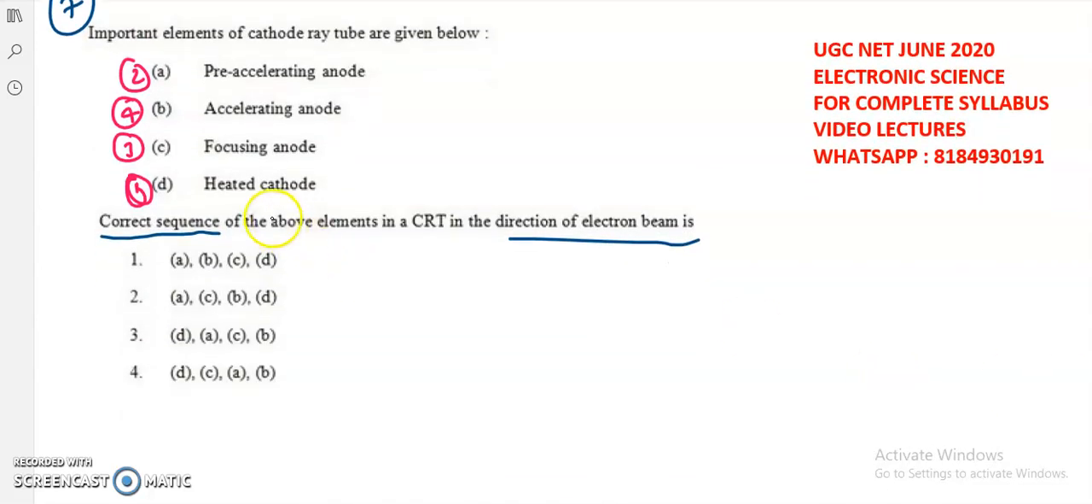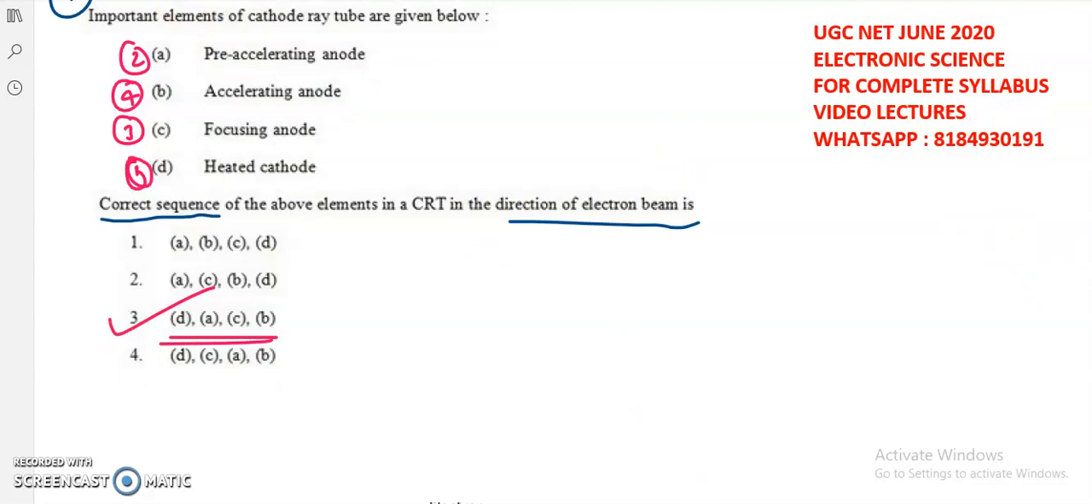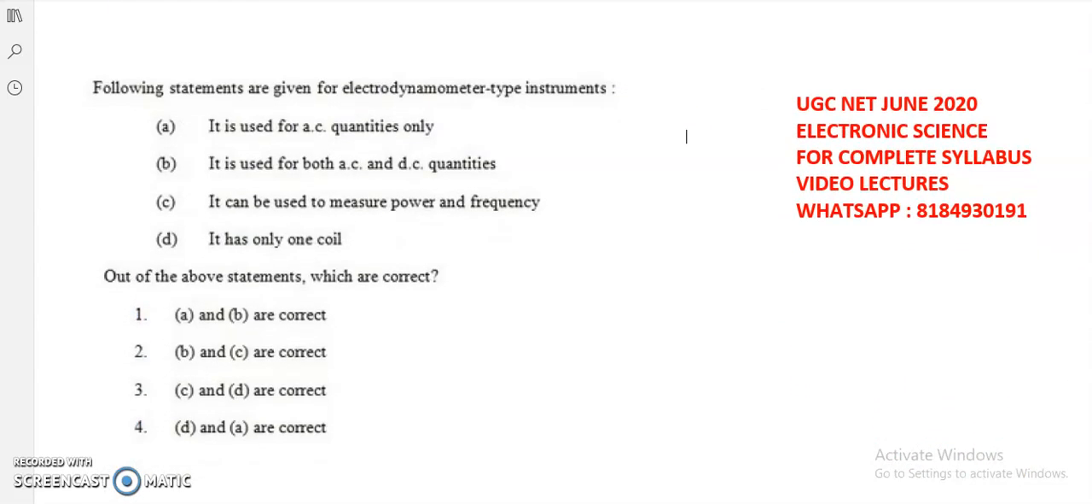So here D, A, C, B, right? So the third option is the correct one, D, A, C, B. To attempt this one, you must have the idea regarding the internal structure of the cathode ray tube. And coming to the next question.